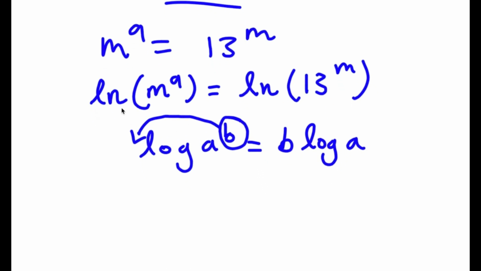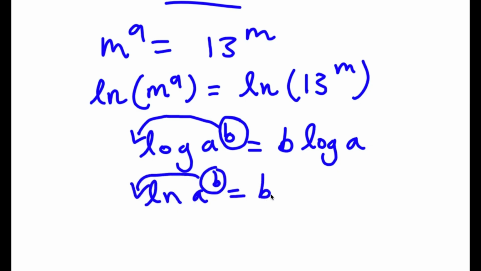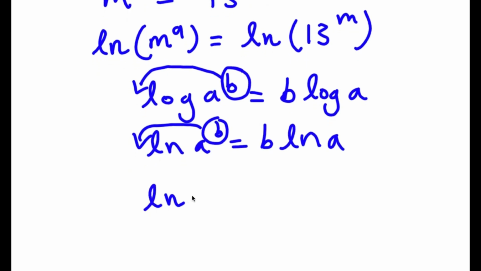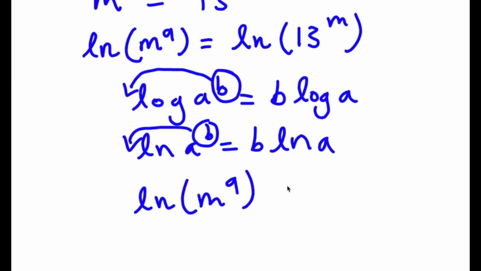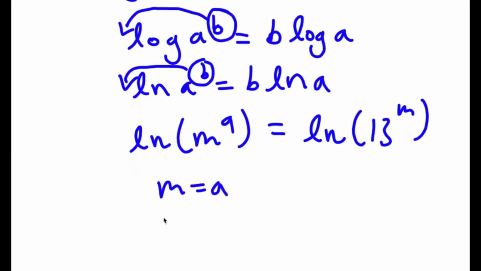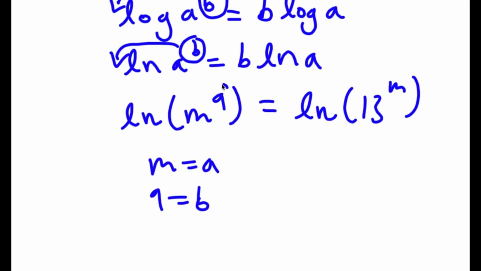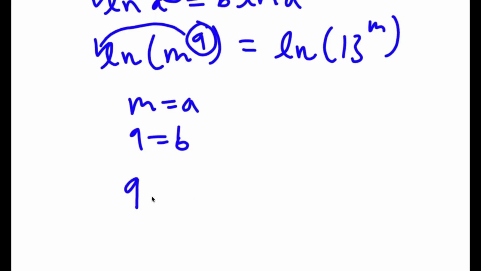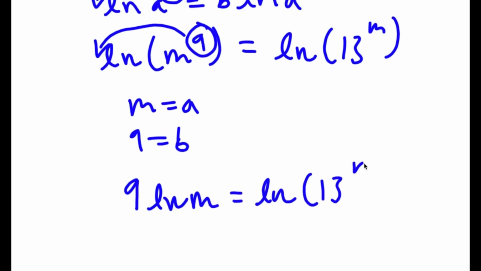And because ln, the natural log, is also a logarithm, if I have ln a to the power of b, this is equal to b times ln a. So in this case, I have ln m to the power of 9, and this is equal to ln 13 to the power of m. I can think of m as a and 9 as b. So I can move this exponent 9 to the front of the logarithm. So this would be 9 times ln m, which is equal to ln 13 to the power of m.